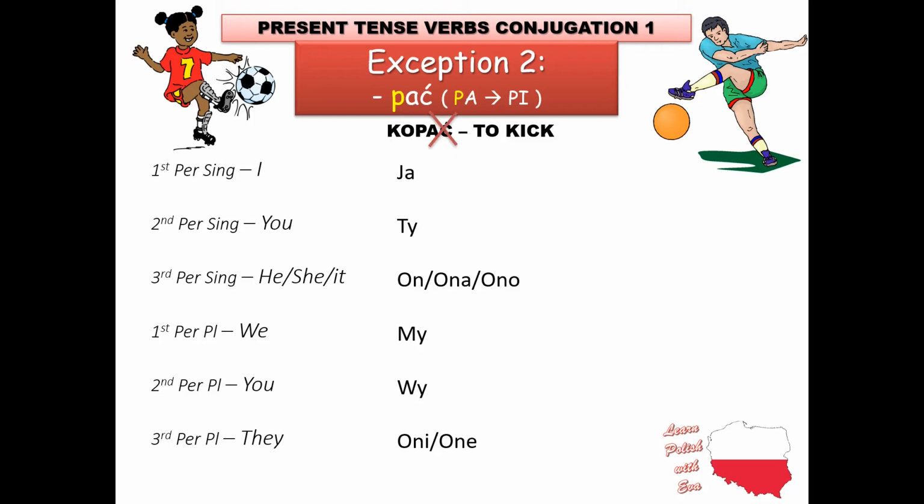We take off the infinitive letter ć. We are left with kopa. We change the pa part to pi. And we add the adequate ending for first person singular, which is ę in this case. Ja kopię.